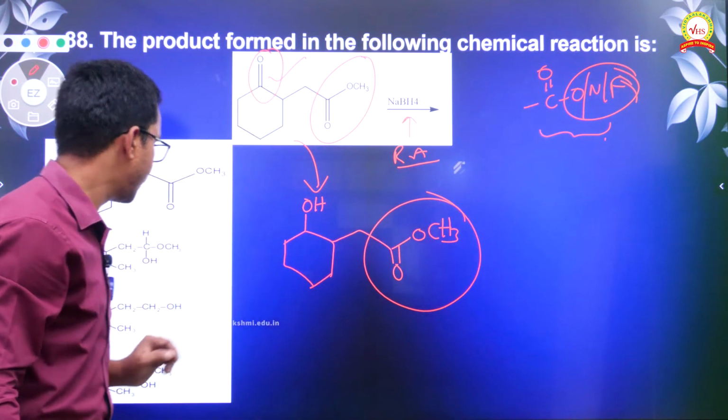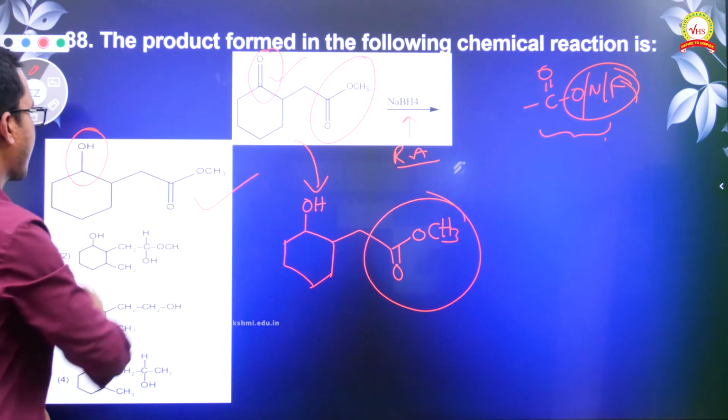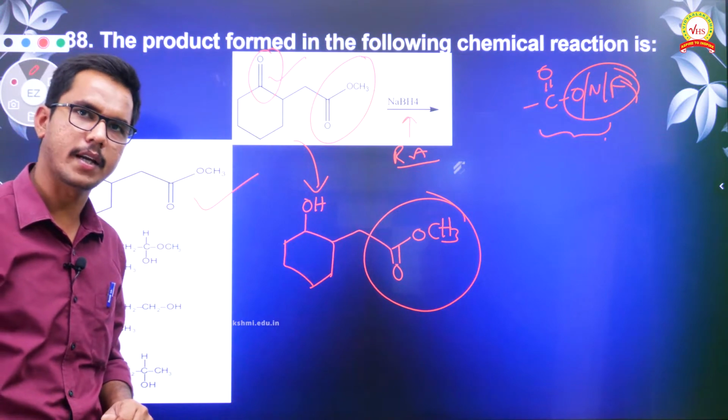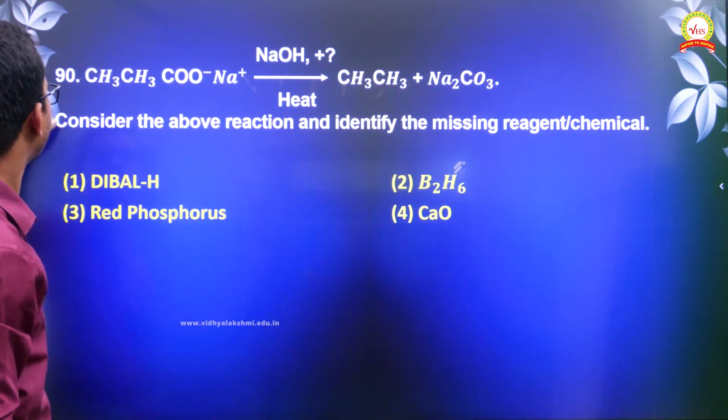Where do we have this option out of all these four? In the case of the first one, the ketone is reduced to alcohol but the ester remains the same. That's what option one is, the right answer. Let us go with the next question.